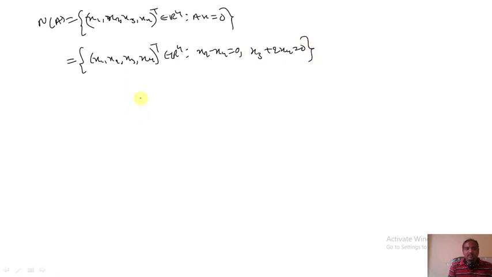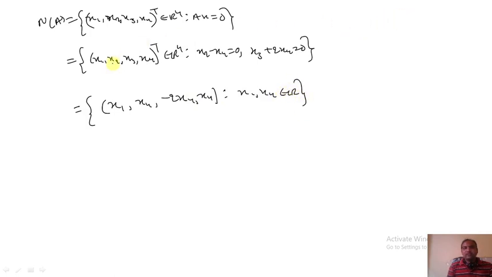Now use this one. This is the space. Using this space, we can find the spanning set. From this one, you can write x2 equal to x4, x3 equal to -2x4, and x4 equal to x4, such that x1 and x4 belong to R.